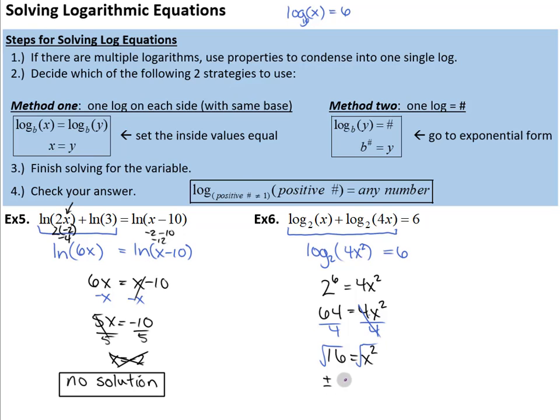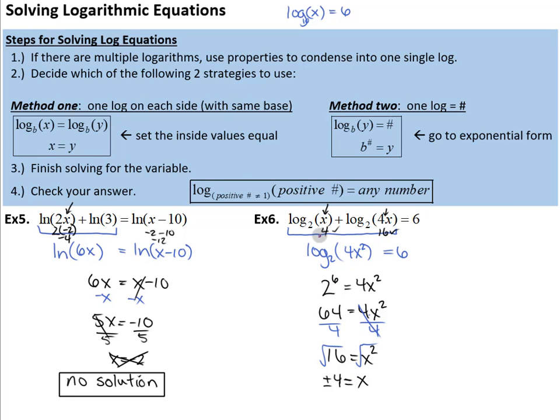So we actually have two possible answers here. Positive 4 and negative 4. And we actually need to check both. So if I plug in positive 4 there, we just get 4. That's okay. If I plug in positive 4 here, 4 times 4 would be 16. That's positive, therefore that's okay. It's not a restricted value.